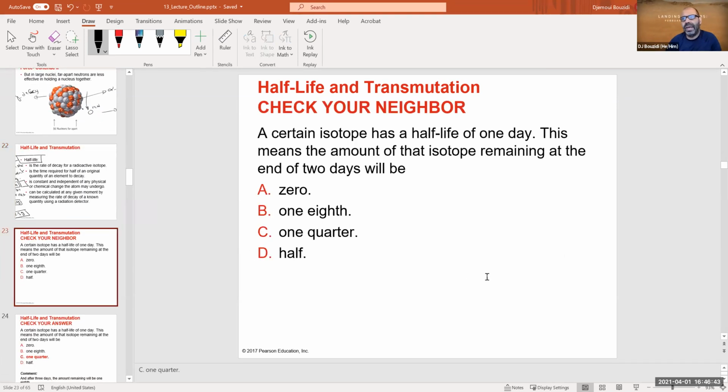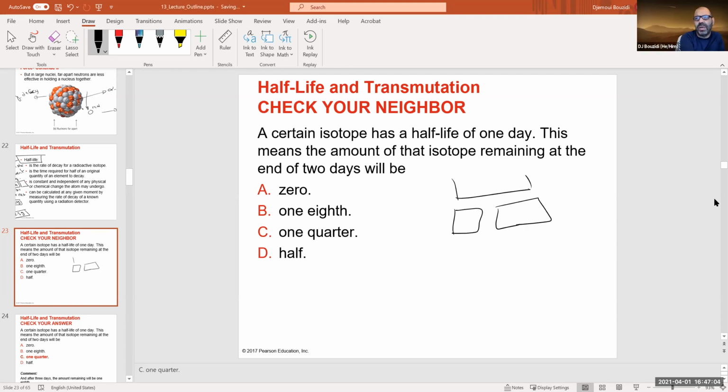Okay. A certain isotope has a half-life of 1 day. This means the amount of that isotope remaining at the end of 2 days will be, so half-life 1 day, we will lose 1/2. So this is how much we started with. After 1 day, this is how much we have. This is the daughter, the other one that we don't care for. This is the element itself, the isotope itself, and this is the previous isotope, the parent. So the parent in this case, I started with this amount. Half of it is gone. Half of it became whatever the other stuff is. So the other half is still that same isotope.